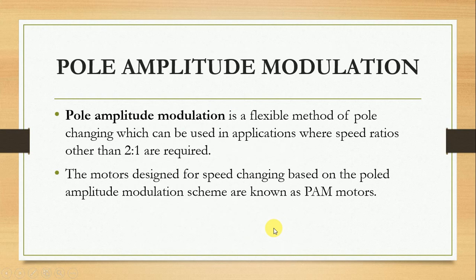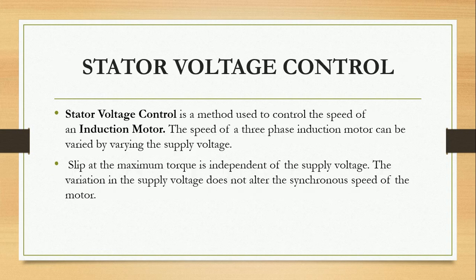Let us see the last method, that is pole amplitude modulation. Pole amplitude modulation is a flexible method of pole changing which can be used in applications where speed ratios other than 2:1 are required. The motors designed for speed changing based on the pole amplitude modulation scheme are known as PAM motors, that is pole amplitude modulation motors. That is all about the first method of pole changing.